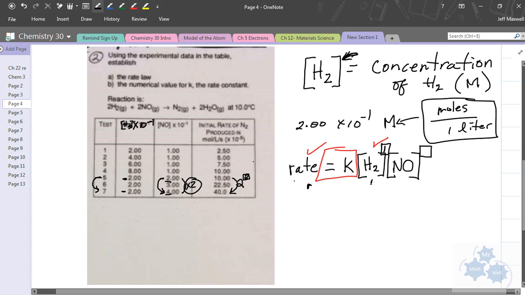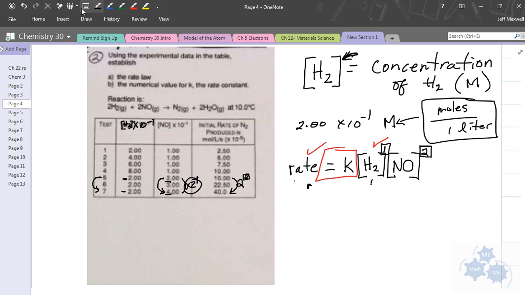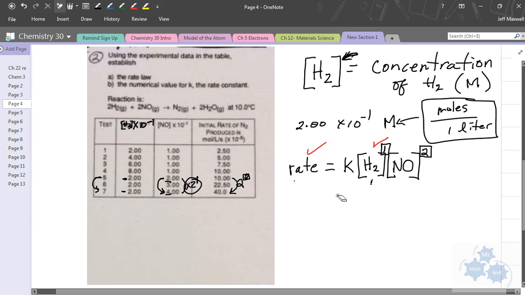Okay? So here's the tricky part. When we're doing our rate laws, we have to describe how the concentration change affects the rate using an exponent. And so what you do here, this is changing by 2 to the power of 1. This is changing by 2 to the power of 2. So it's a squared relationship. So that's what we do. We put a 2 here. Okay? So that's how we build this rate law.